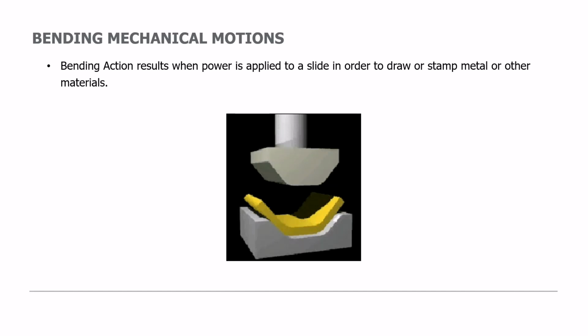You also have another type of motion that involves bending mechanical motions. Bending action basically results when power is applied to a slide in order to draw or stamp metal or other types of materials. In other words, this fixed die right here is pushing down in a specific shape. They put a piece of sheet metal in between, and as this metal stamp comes down, the sheet metal is going to form into whatever shape that stamp is shaped in at that given time.